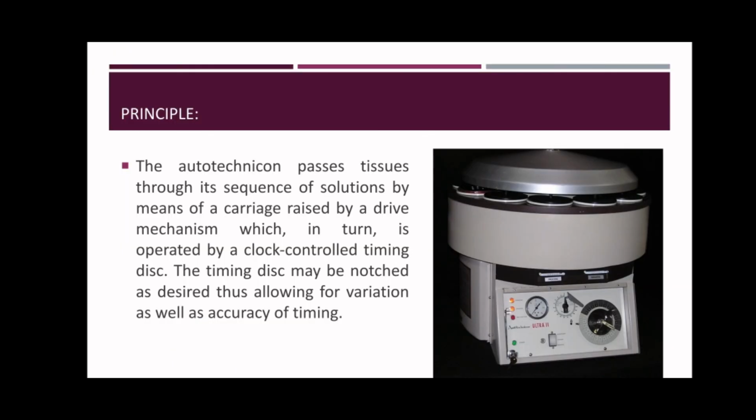The principle of an Autotechnicon is that it passes tissues through its sequence of solutions by means of a carriage raised by a drive mechanism, which in turn is operated by a clock-controlled timing disc. An Autotechnicon has an electrical clock which controls the time needed for each processing time. So it has an electrical clock as well as a transfer arm, which is used to move from one receptacle basket going to another container and finishing all the 12 steps. The timing disc may be notched as desired, thus allowing for variation as well as accuracy of timing.